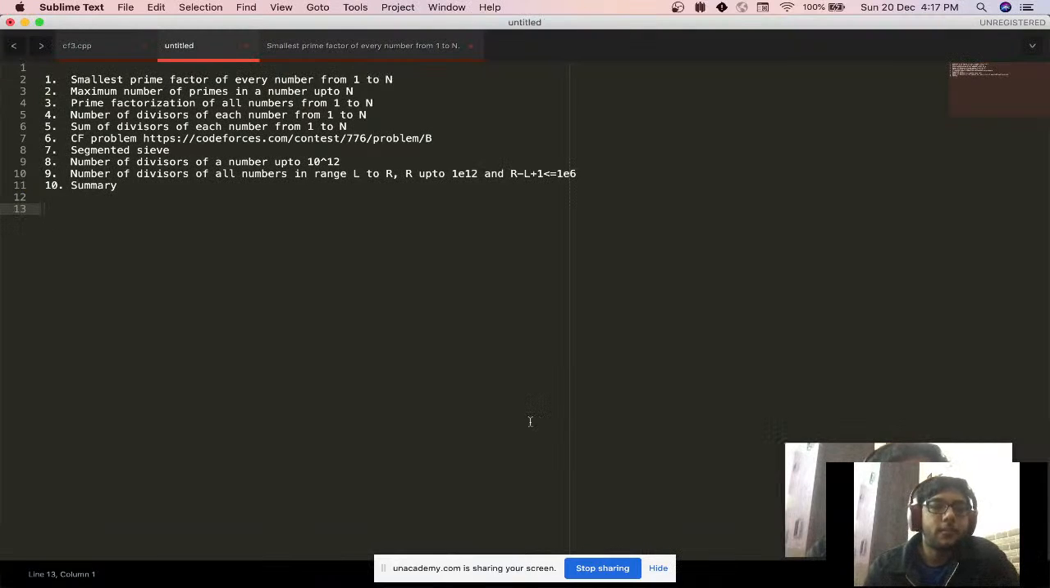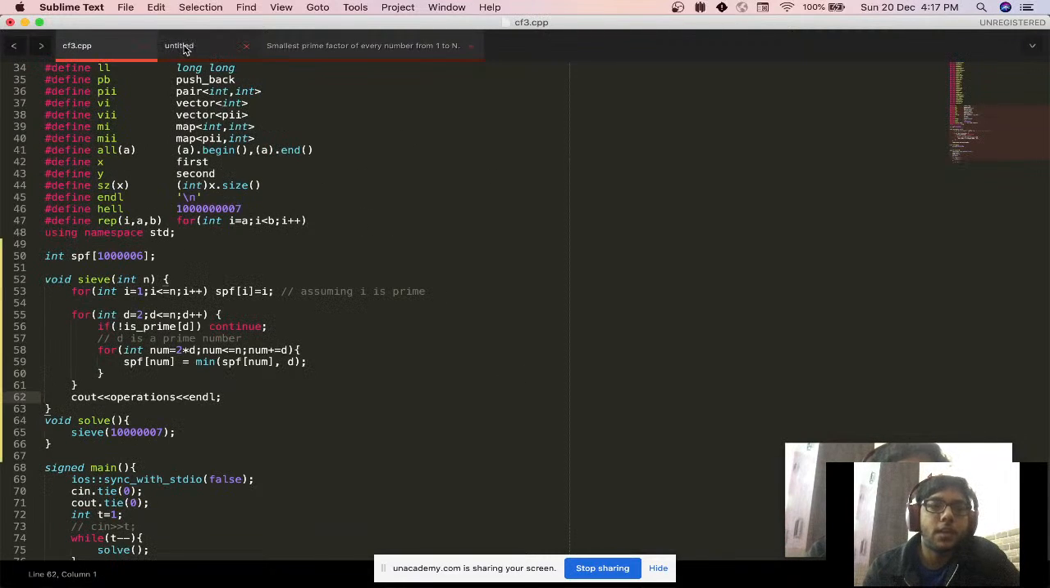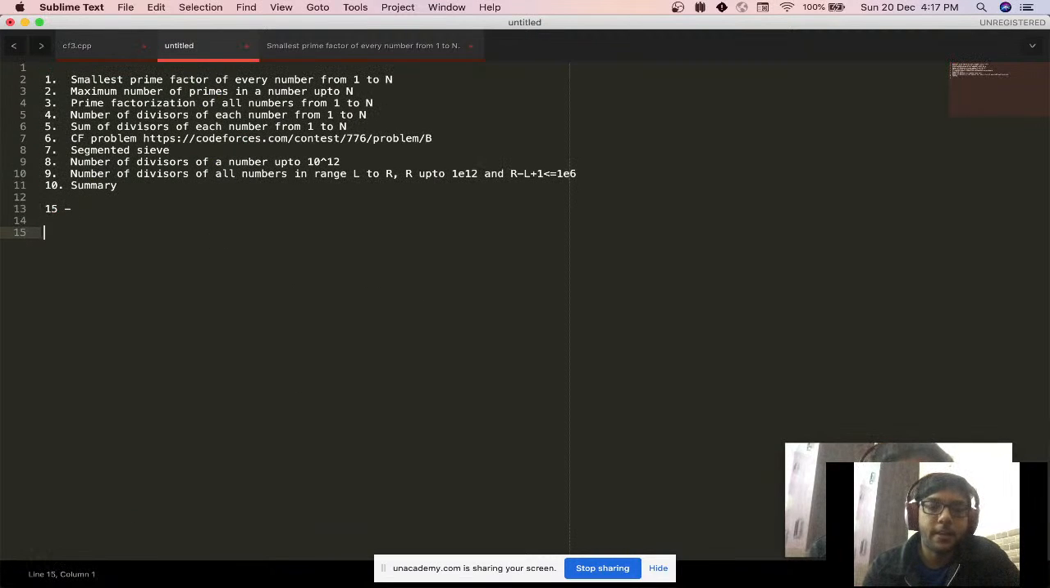Cool. So let us do a dry run in case of 15. In case of 15, who would we be iterating over? At first 2 would be done, but 2 does not cover 15. Then 3 would be there. 3 is also a prime, so its multiples would be iterated and it would cover 15. So what will happen is SPF of 15 is equal to minimum of SPF of 15 comma 3. Let me write it. SPF of 15 is equal to minimum of SPF of 15 comma 3. This happens when d is equal to 3.